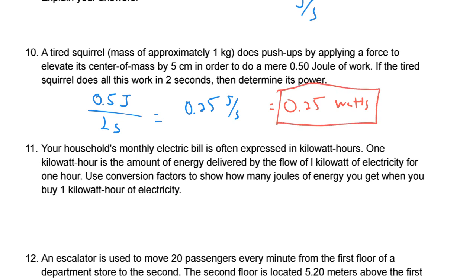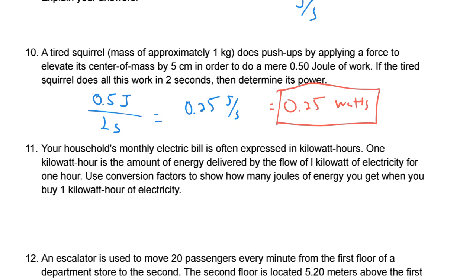Think of a watt as how quickly we can transfer energy. Here, the energy we're transferring is the chemical potential energy in the muscles of the squirrel into gravitational potential energy in the form of it being higher up. And it did it in 2 seconds, so 0.25 watts.